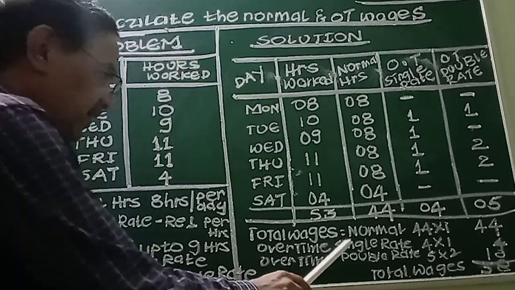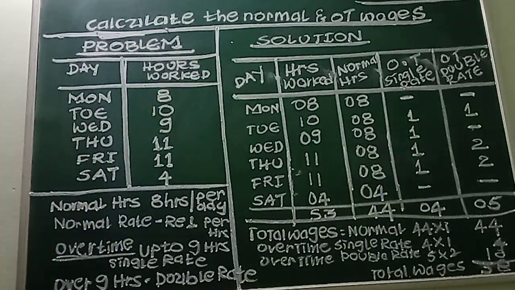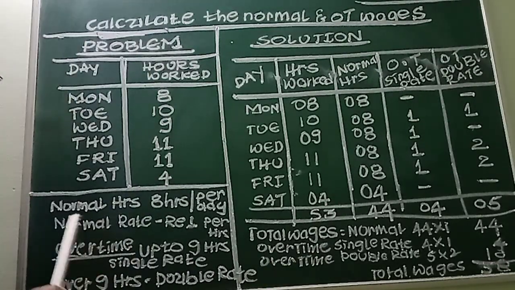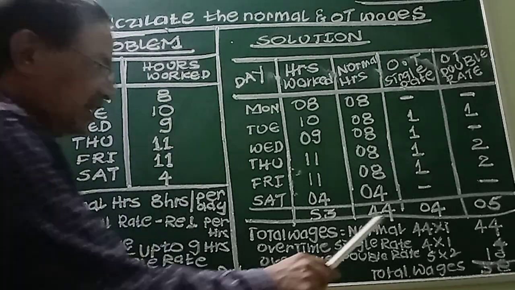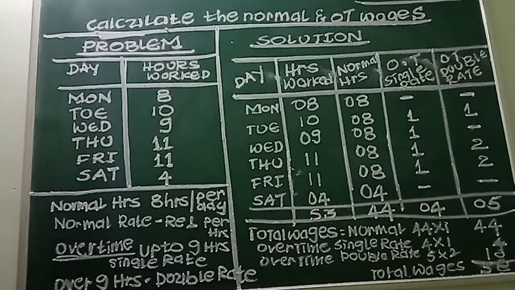Second one, single rate. This column is for single rate. How many hours is he entitled to get the overtime wages under the single rate? So single rate is only 1 because it is given. Normal rate is 1 rupee per hour. Overtime wages up to 9 hours, single rate is 1. So 4 into 1 is equal to 4.